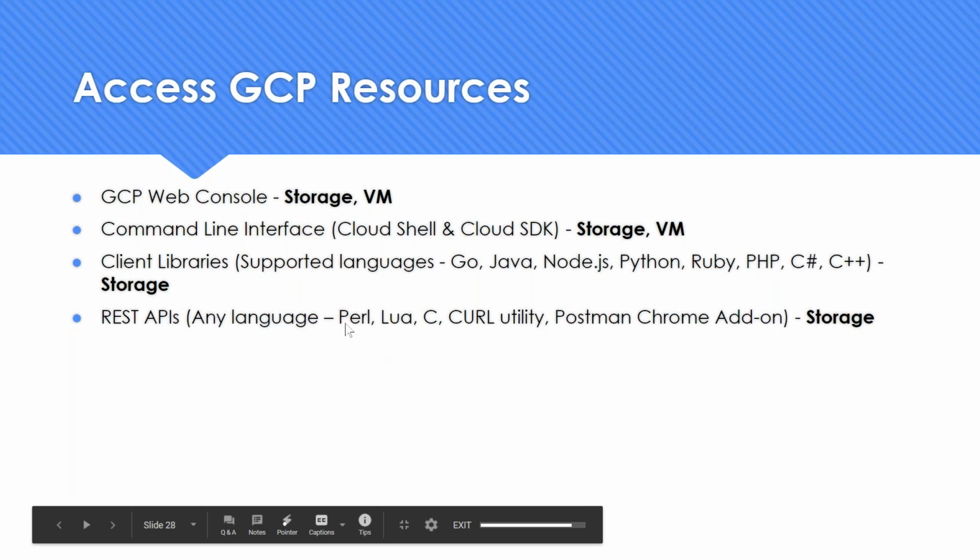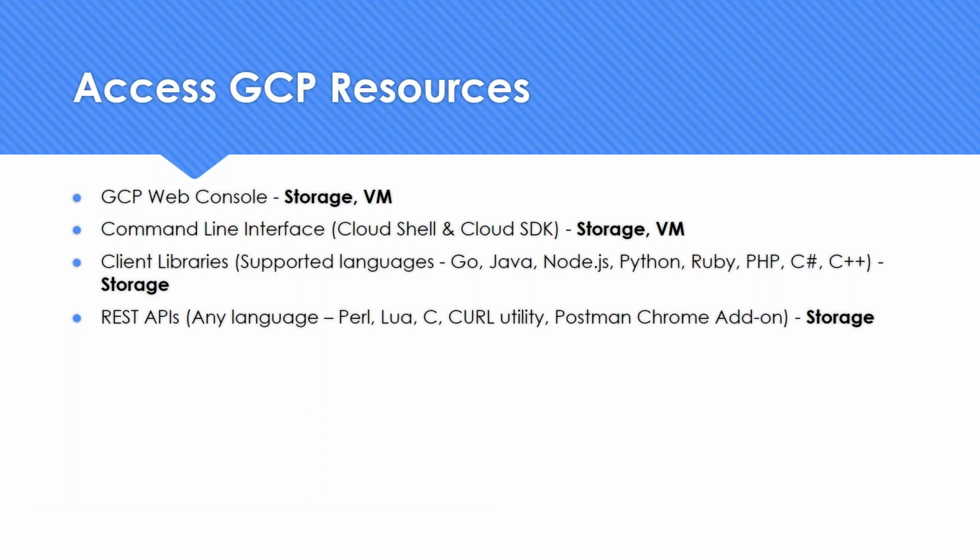Now, if it has to be done with C, Lua, Perl, or using Postman, which is a Chrome add-on, then the option that comes to your rescue is REST API. Using REST API, I can create it in any language. So if the customer asks, can I create a database or a virtual machine using C? The answer is yes, simply say REST API. This is your best bet. If nothing works, REST API is going to work out.